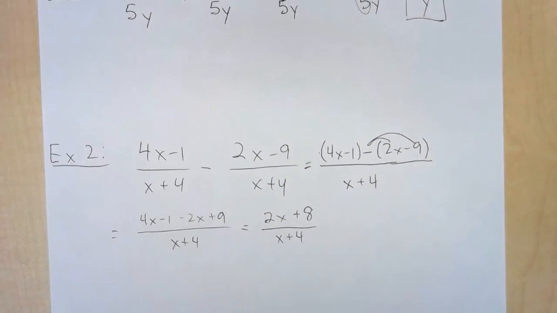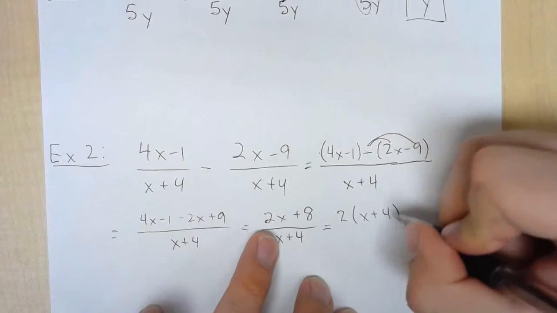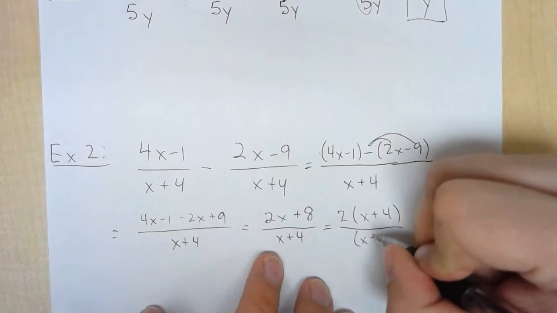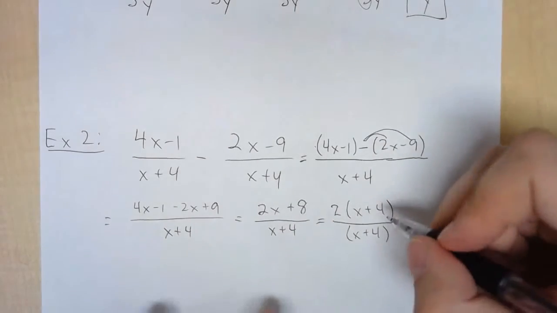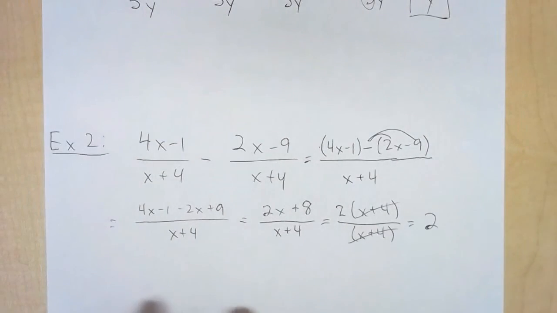And then, oh, I can factor that top. That has a GCF. So we've got 2 times x plus 4, all divided by x plus 4. Looky there, same thing on top and bottom. It's going to cancel, leaving us with just 2 as the simplified form.